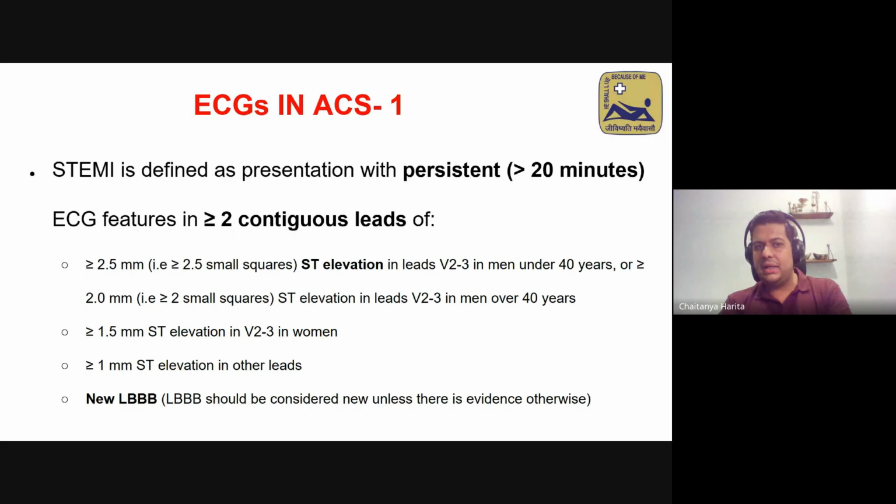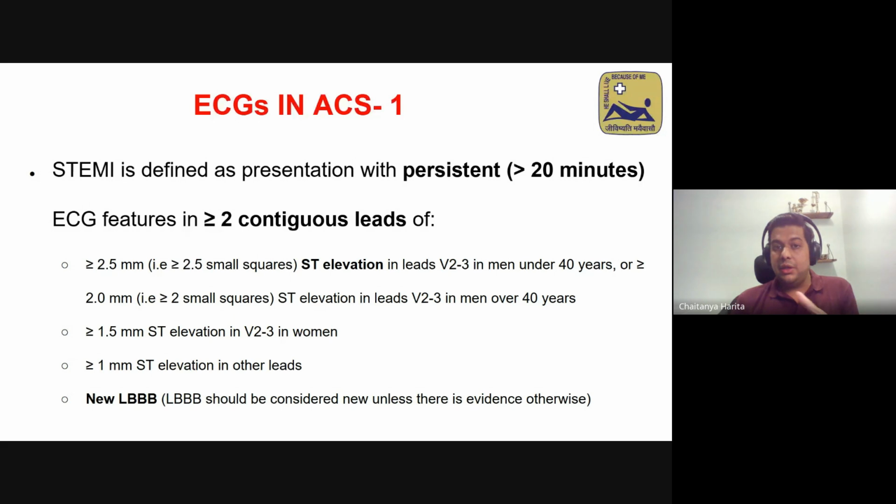So any ST elevation of more than 2.5 small squares in leads V2 and V3 in a man under 40, or in a man over 40, 2 small squares is enough, or 1.5 in a woman in V2, V3. So we are only looking at V2, V3: 2.5 if the man is under 40, 2 if the man is over 40, more than 1.5 if it's a lady. This presentation tells you that this is ST elevation MI in V2, V3. But if you take any other lead in the body, 1, AVL, 2, 3, AVF, V5, V6, more than 1 mm ST elevation in 2 contiguous leads is more than enough.